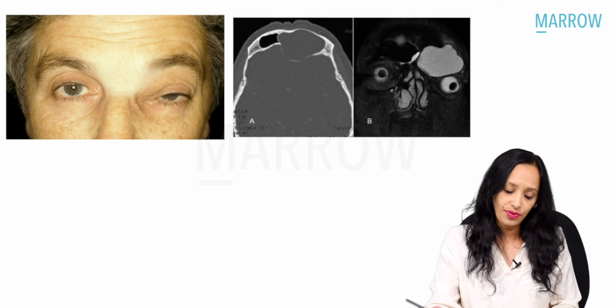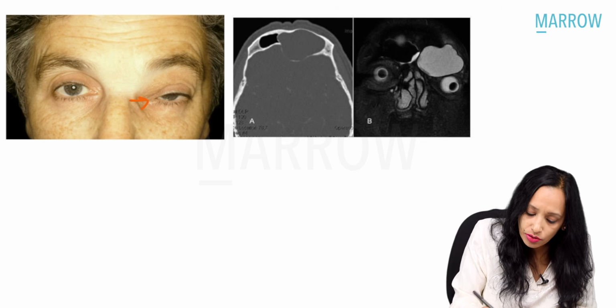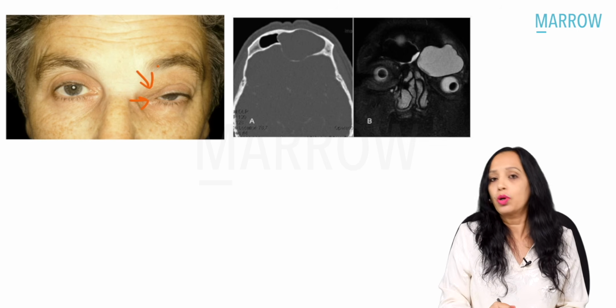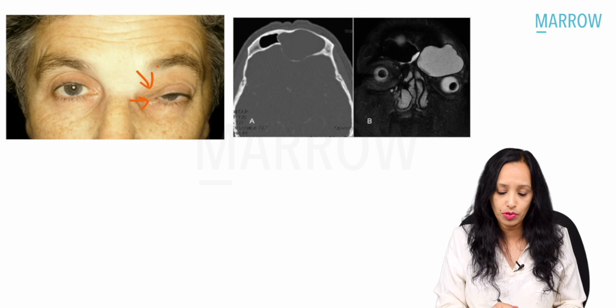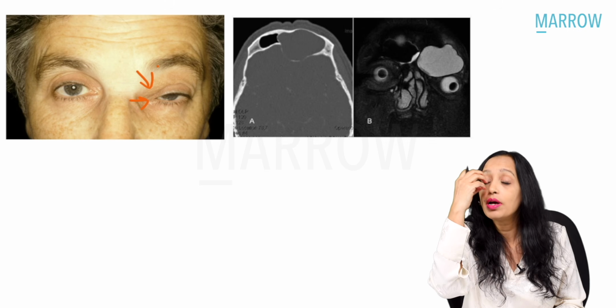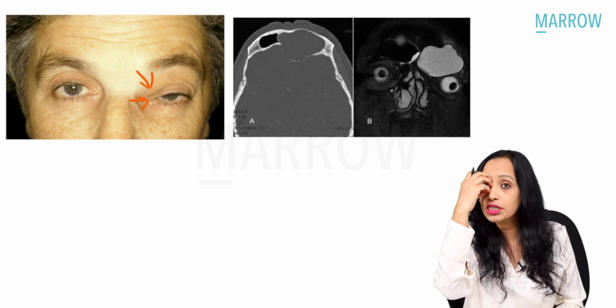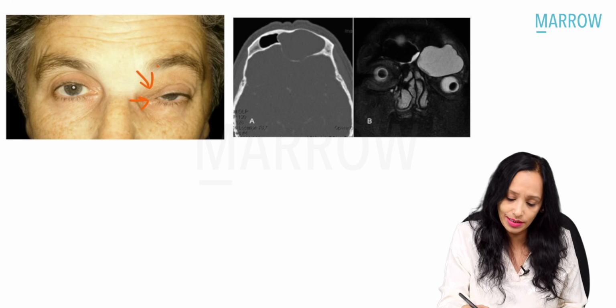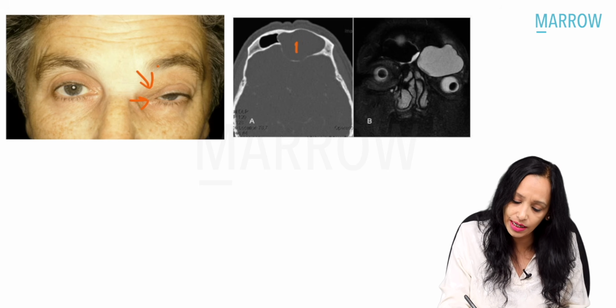Yes, we can see that the eye is pushed laterally, also downwards. Yes, and also there is proptosis. What is this? Yes, this is non-axial proptosis, and when the proptosis is only lateral, it is because of ethmoid. If it is down also, it means it is coming from above, from the frontal sinuses. Yes, that is what we are seeing in the CT.